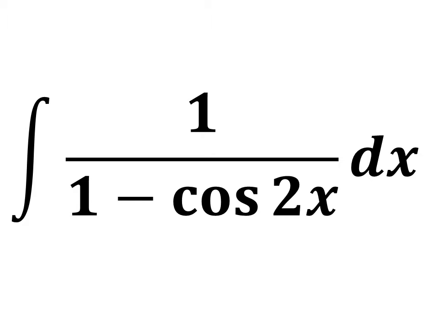In this video, we will solve the integral of 1 upon 1 minus cosine of 2x with respect to x by using simple trigonometry identities. Let I be equal to the integration of 1 upon 1 minus cosine of 2x with respect to x.